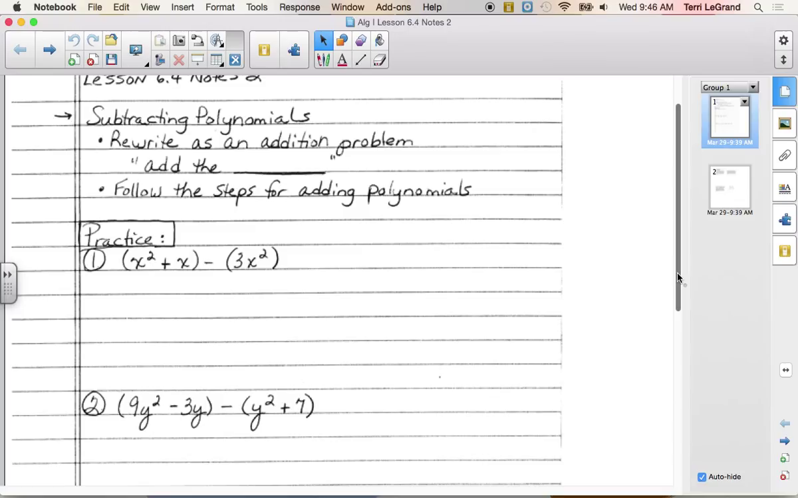So we're going to work with subtracting polynomials today, and I am going to highly recommend, if not at some point even require, if you're getting it wrong, to rewrite as an addition problem. So when we rewrite as an addition problem, we change it to add the opposite.